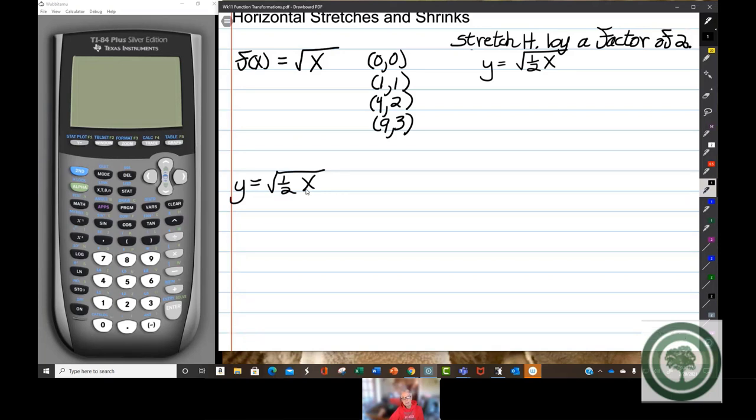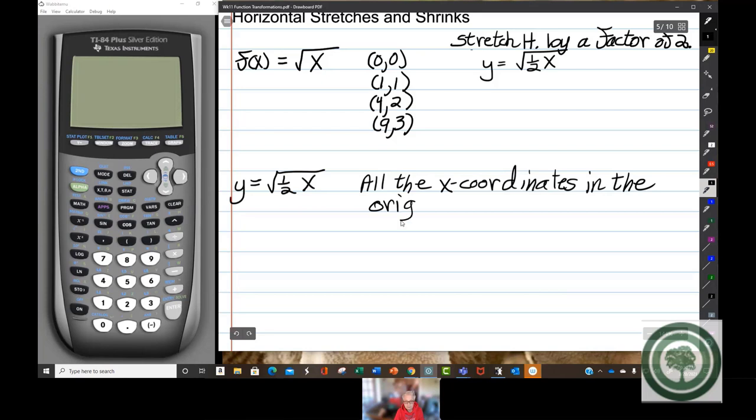Here's why. All of the x coordinates, these x coordinates, not the y's, but the x's, all the x coordinates in the original function get divided by, are divided by.